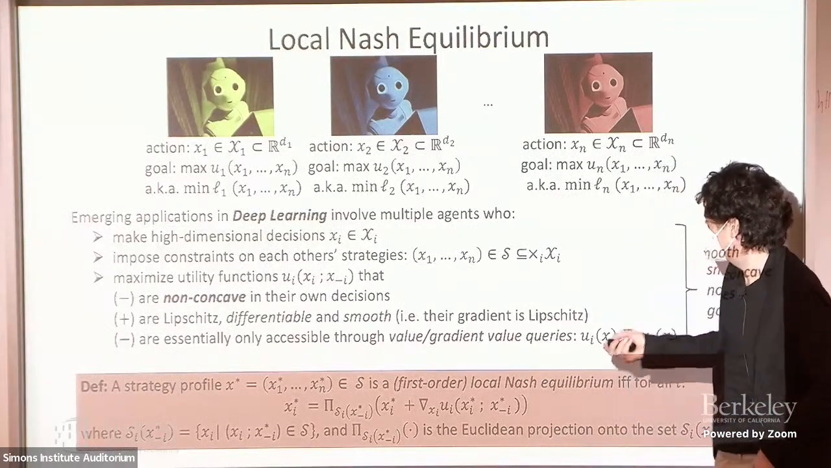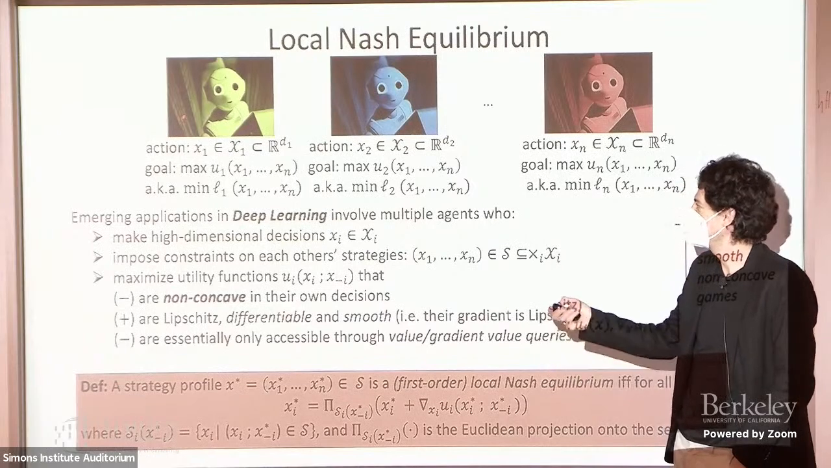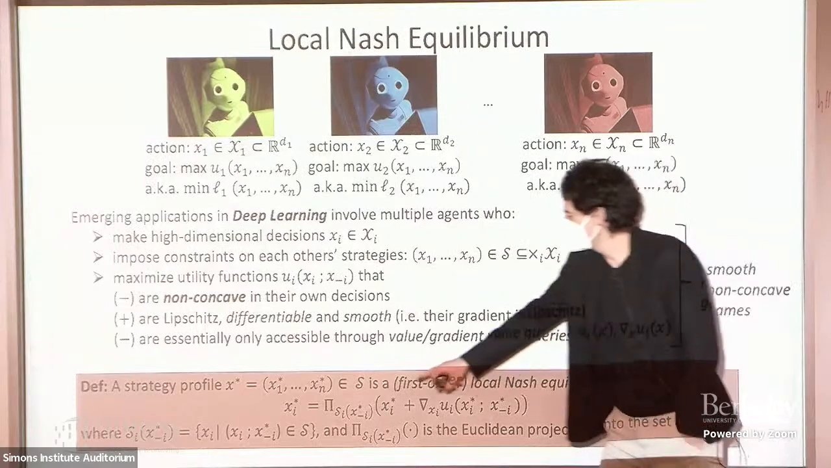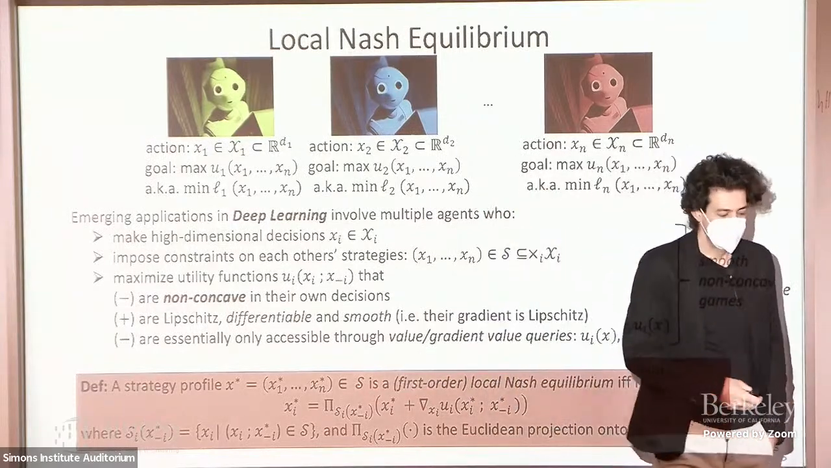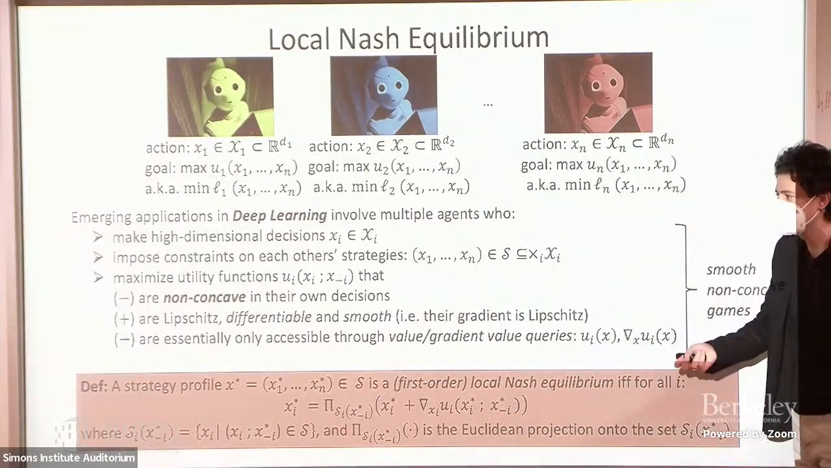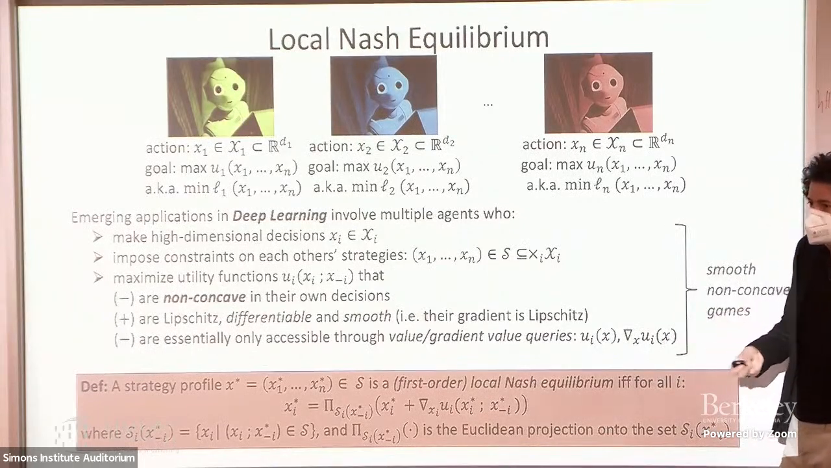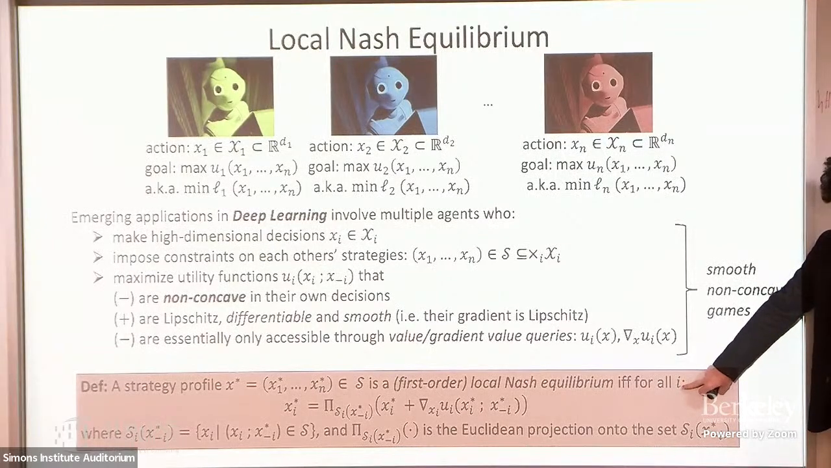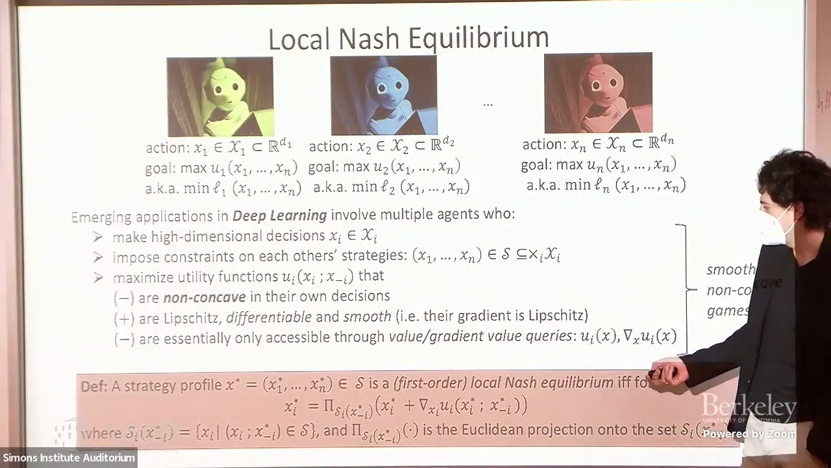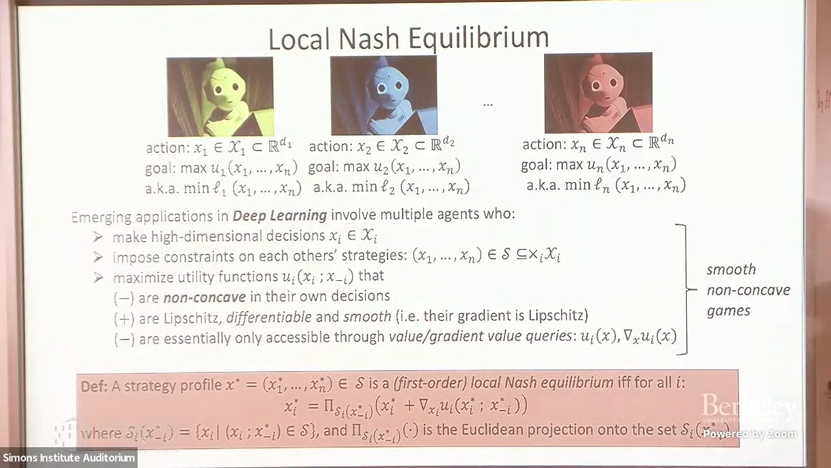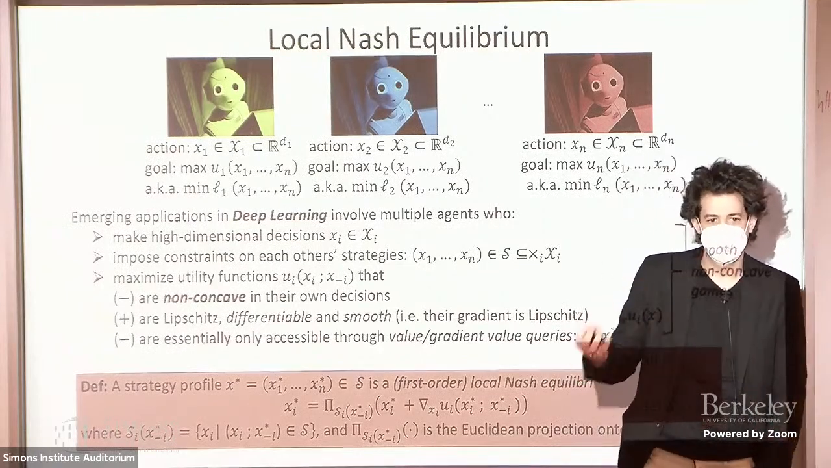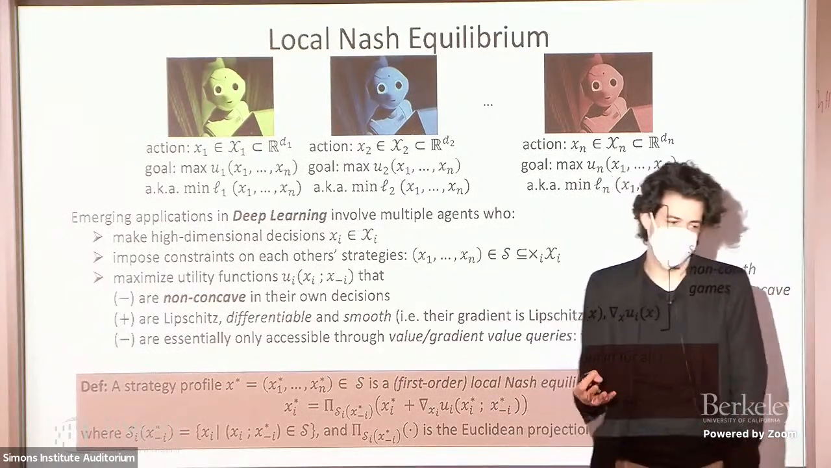So I'm going to say that a strategy profile X star, which contains a strategy for each of my agents here and satisfies the constraints of my problem, is a first order local Nash equilibrium if for every agent, that agent asks themselves, hey, I have first order information about my utility, could I improve my utility by just doing a gradient step, subject to the constraints in the problem?